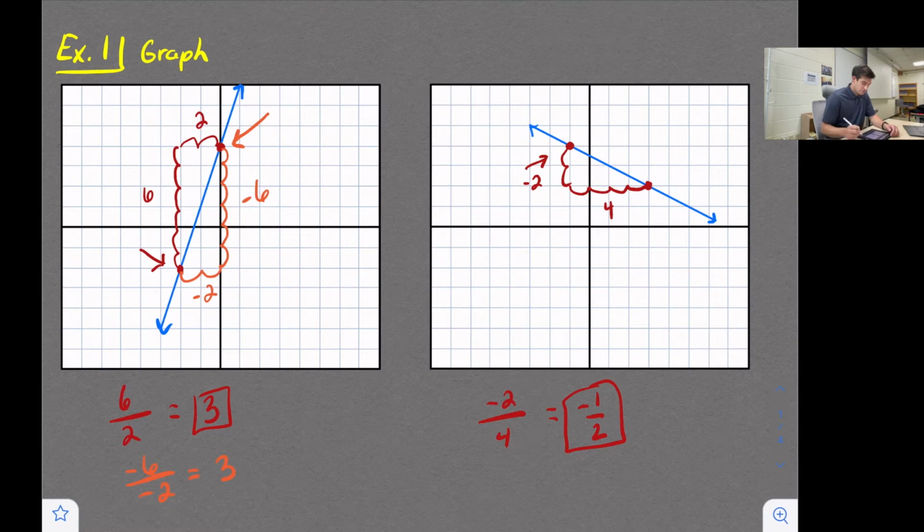So notice on the first example, we had a positive slope, and our line was going uphill from left to right. On the example on the right, we have a negative slope, and our line is decreasing or going downhill from left to right. So that's how we find slope from a graph. We represent that as rise over run.